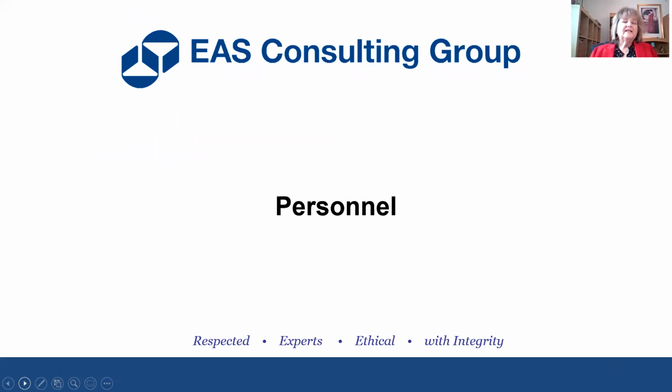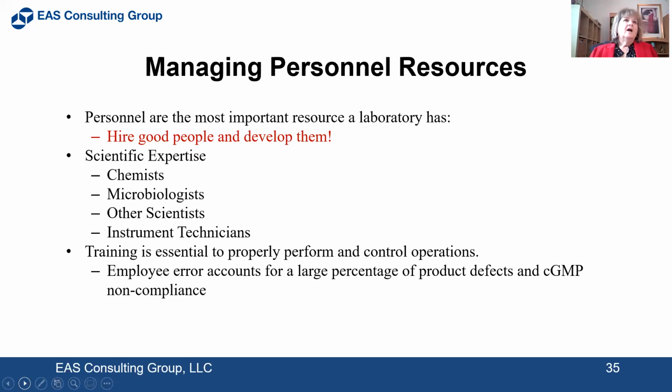Okay, now we'll go over personnel. Personnel are the most important resource that a lab has. It's our suggestion that you hire really good people and then continue to develop them. They will definitely have a scientific background. You'll have chemists, microbiologists, other types of scientists, and then technicians. Training is essential to properly perform and control your operations. And just be aware that employee errors account for a large percentage of product defects and cGMP non-compliance.